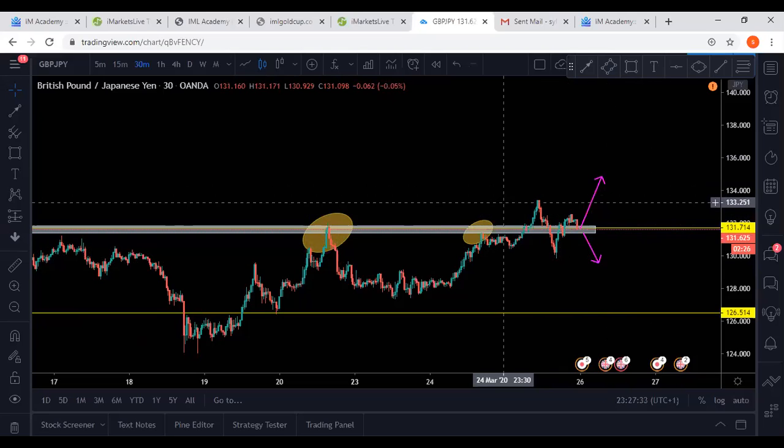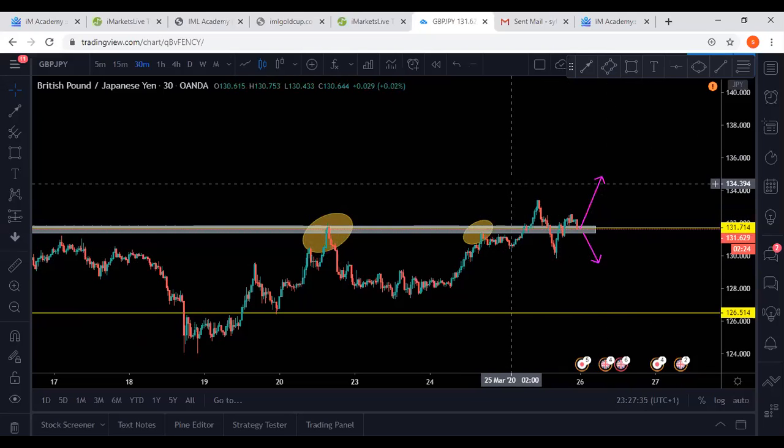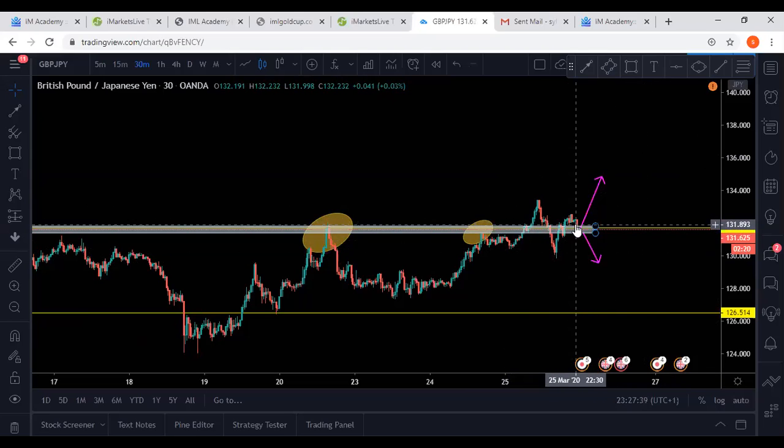That's when you want to pick up your phone and click on buy, right? But you have to wait. Wait for 2 minutes. 2 minutes is not going to kill you, right? 2 minutes can turn your whole account red if you're not patient. So wait for the candle to close.